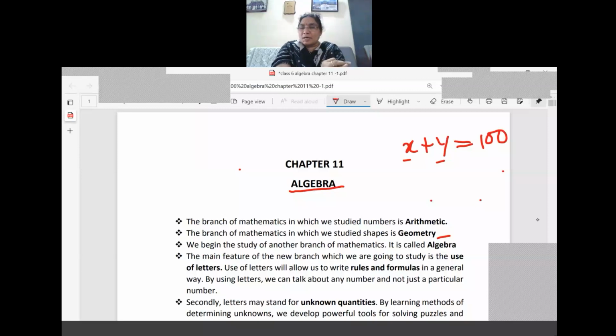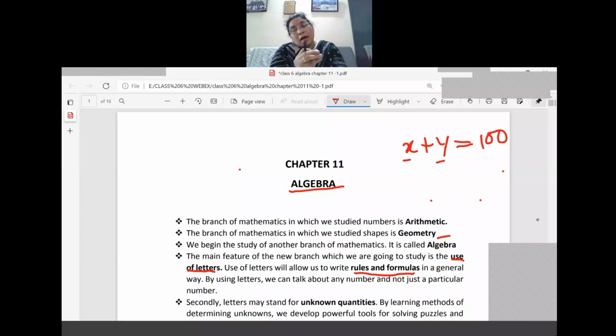Now in algebra, what are we learning? See the point. The main feature of the new branch which we are going to study is the use of letters. A, B, C, D, any letter you can use in that, but we don't know what the value for A is, we don't know what the value for B is. It can depend on the situation, it can take any value. Now one more property also in algebra: use of letters allows us to write rules and formulas. Do you know the formula for the perimeter of a square? We know the formula for the area of a rectangle. Everywhere we are using some letters.